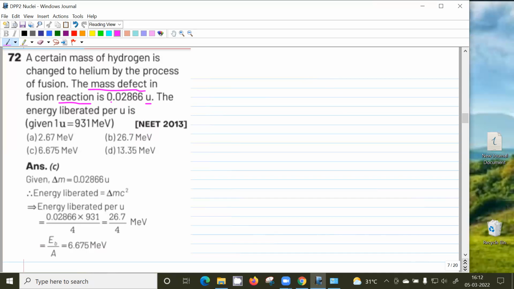So this much of mass is lost in the reaction, and that will get converted to energy. This is delta M, in atomic mass units. So one atomic mass unit, when I convert it to energy, how much energy will I get? He has given in the question: 931 mega electron volts. So use that to get this one. But what do you mean by energy liberated per U?